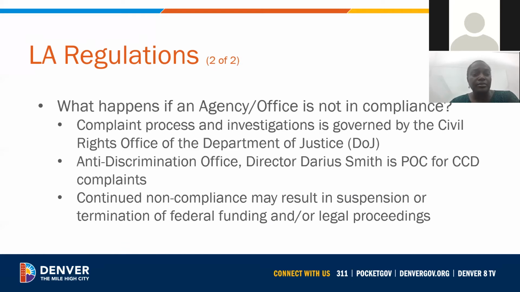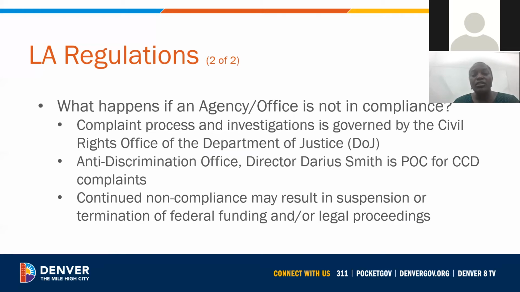Next slide. So what happens if an agency is not in compliance? Well, we hope that doesn't happen to any of us, because we're going to be using this toolkit to produce and implement a language access plan. But what does happen? That process is governed by the Department of Justice, the Civil Rights Office. Currently in our city, we have a complaint process administered through the Anti-Discrimination Office, Director Darius Smith. He is our point of contact.